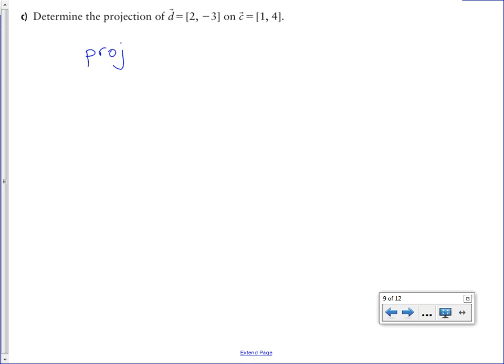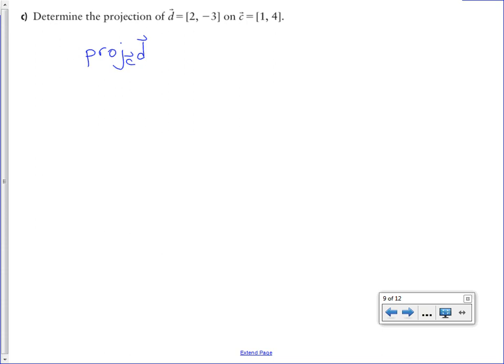If I want to find the projection of D onto C, what's the subscript vector? C. C, señores y señoritas. Culture. Spanish. Hello. C, like, yes.